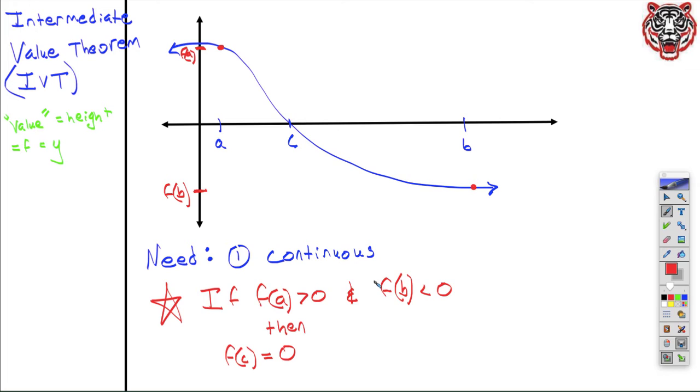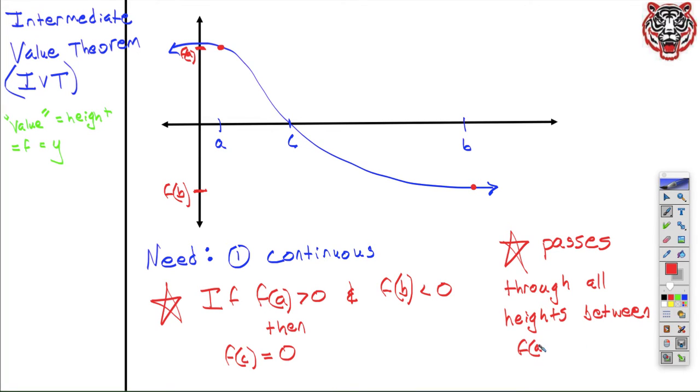So IVT more generally, and god darn, I keep running out of space, passes through all heights between f of a and f of b at least once.